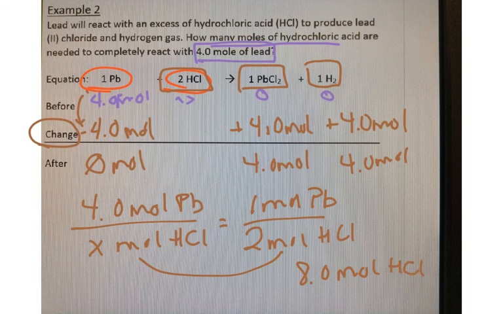So now I'm ready to fill in my BCA chart. So excess, I don't know how much I start with, but I know if I lost 4 moles of lead that I would also need to lose 8 moles of hydrochloric acid, which means that I would still have some sort of an excess amount. But the answer to the question is how many moles of hydrochloric acid did you need? You needed 8.0 moles of hydrochloric acid.